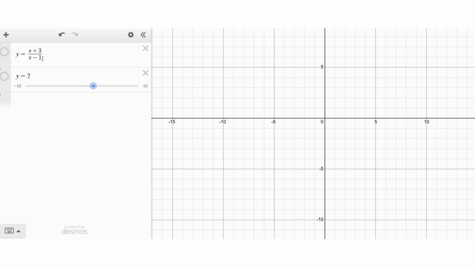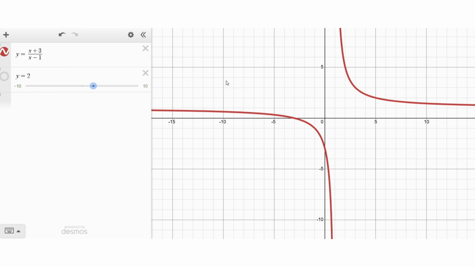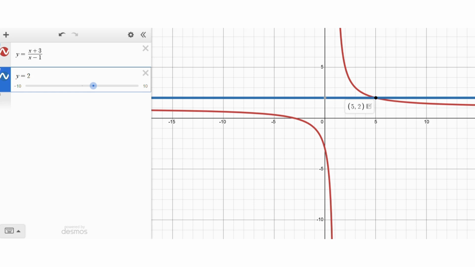Looking at this graphically, the graph of the original function (x + 3)/(x - 1) looks like this. And we want to know when this is less than or equal to 2. So when is it below that line? We can see there are two parts of the graph. There is either the part on the right-hand side of this point here, which is when x is greater than or equal to 5. It includes that point where it's equal to 2.